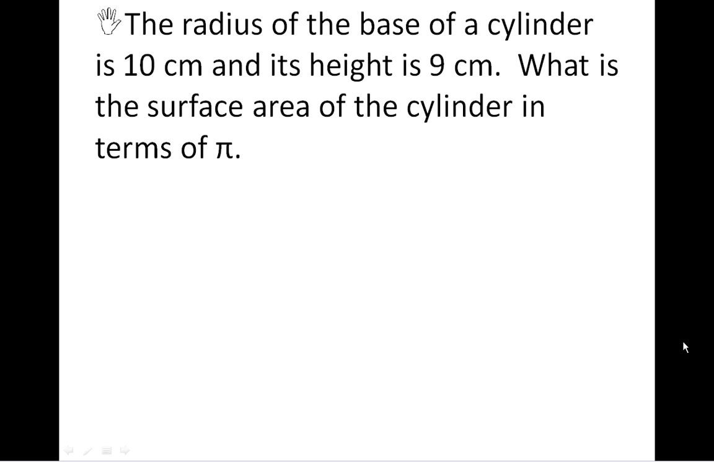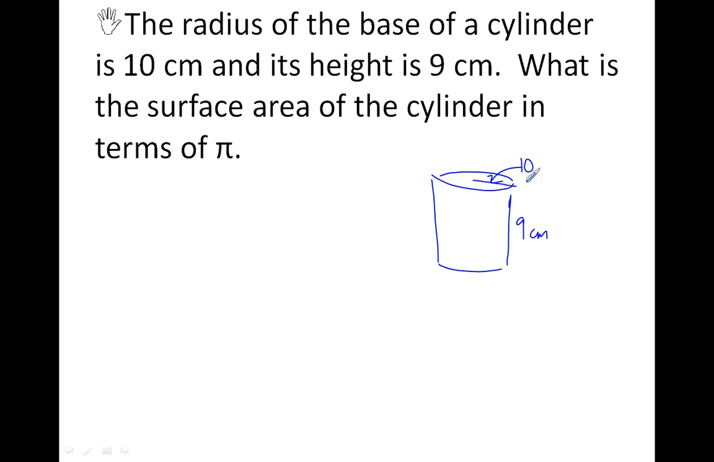Okay. Alright, last example. Radius of this particular cylinder is 10 centimeters. Its height is 9 centimeters. So again, I'm a fan of pictures. Doesn't have to be perfect. Alright, height of 9 centimeters, radius of 10 centimeters. You can obviously see that this is not drawn to scale because it looks taller than it is wide. Alright, we want the surface area.